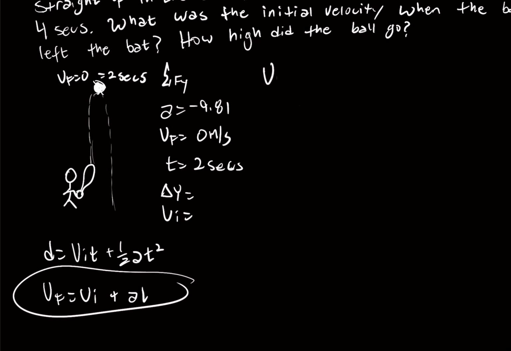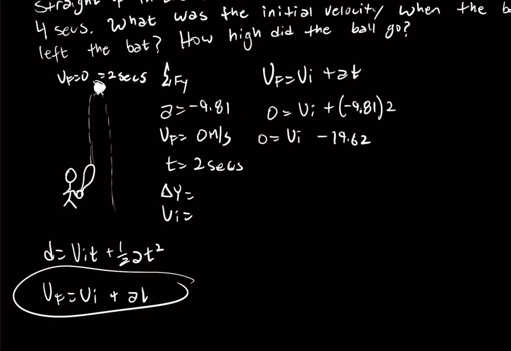We have final velocity equals initial velocity plus acceleration times time. Final velocity is 0. Initial velocity we're trying to solve for, plus acceleration in the y, which is negative 9.81. And time is 2 seconds. 2 times negative 9.81 is negative 19.62.